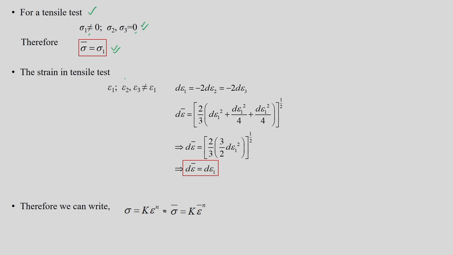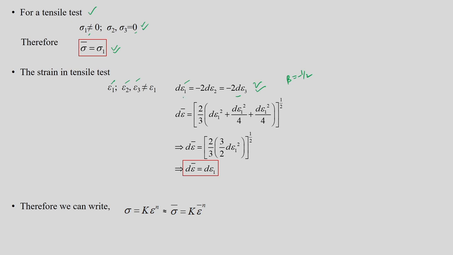The same thing can be done if you want to get the d epsilon bar or epsilon bar equation. In a tensile test, you have all three strains: epsilon 1 will be there, and 2 and 3 will also be there, but they are not equal. They are related by this. We also said that beta is equal to minus 1 by 2 for a uniaxial tensile test, which we derived in the previous section. So d epsilon 2 by d epsilon 1 is equal to minus 1 by 2, so d epsilon 1 is equal to minus 2 d epsilon 2. Then this will be equal to minus 2 times d epsilon 3, which you can get from your volume constancy equation.